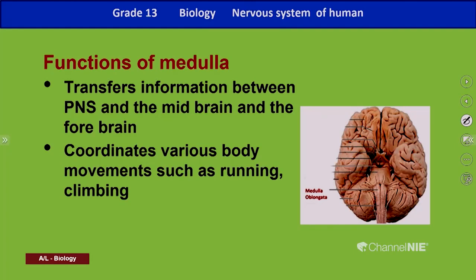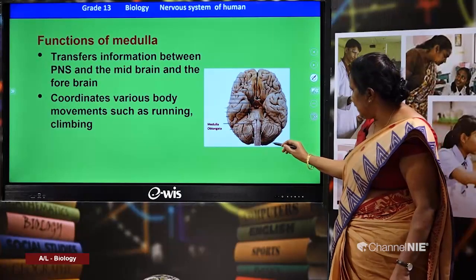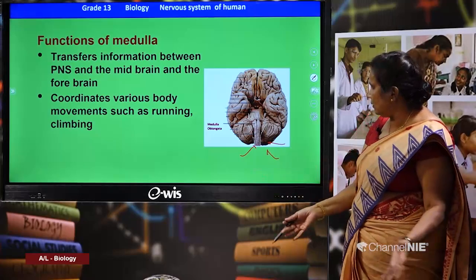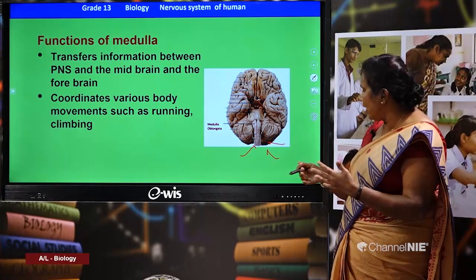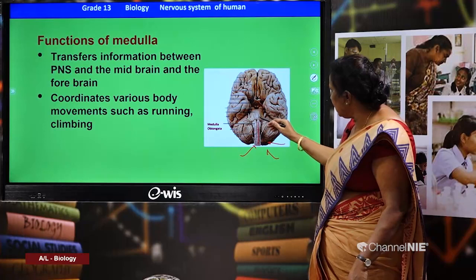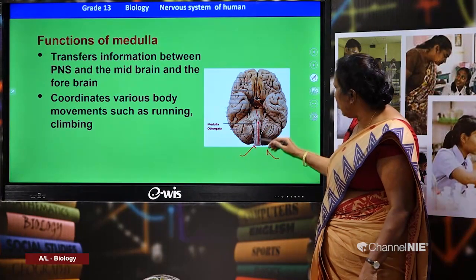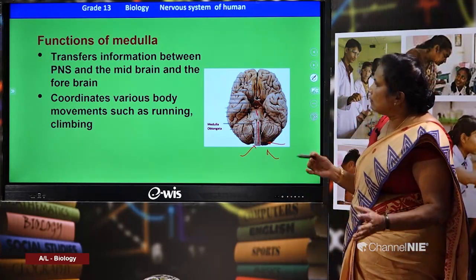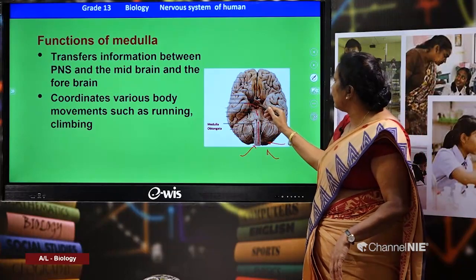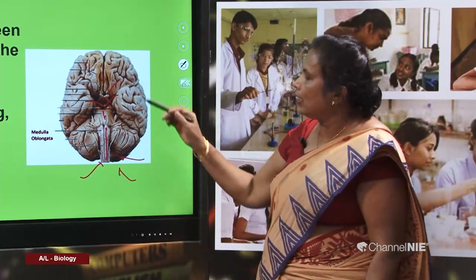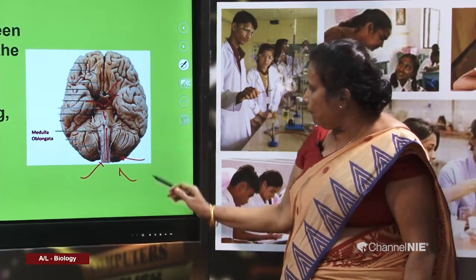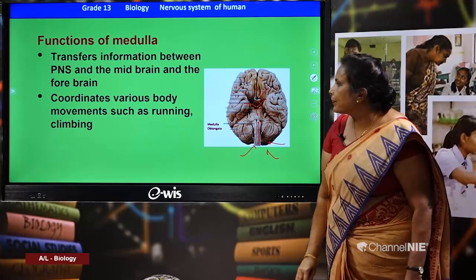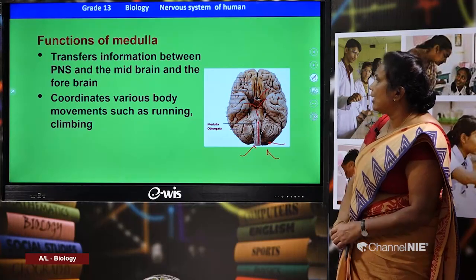Transfers information between the PNS. PNS is this area here. So, all the information coming from everywhere in the body actually moves through this region, that is the medulla, then into the pons, then into the midbrain, and finally into different parts of the brain, right. Therefore, it transfers information between the PNS and the midbrain and the forebrain. This area is the forebrain. It coordinates various body movements such as running and climbing.